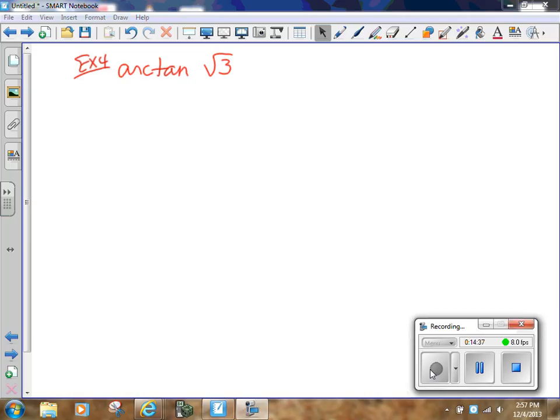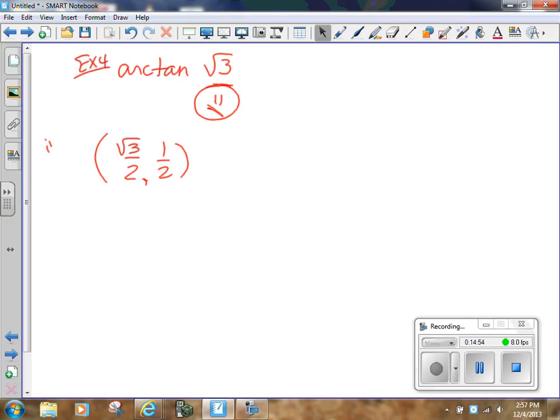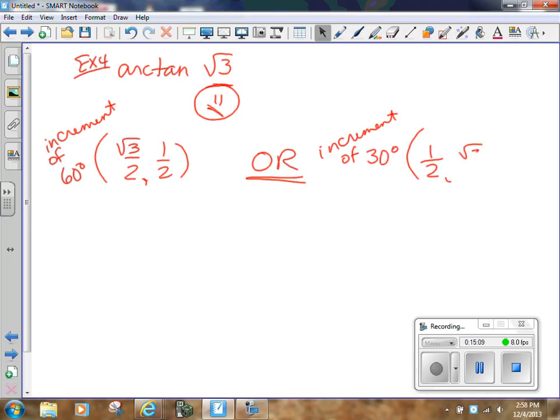Okay. All right, so hold up. This is either going to be, right? I don't know what to do. All right, so it's plain old root 3. It's either going to be an increment of 60 degrees or an increment of 30 degrees, which is 1/2, root 3 over 2, right? Y'all with me on that? Yeah. If it's got a root 3 in it, it's got to be out of one of those two angles. But I've got to figure out which one.